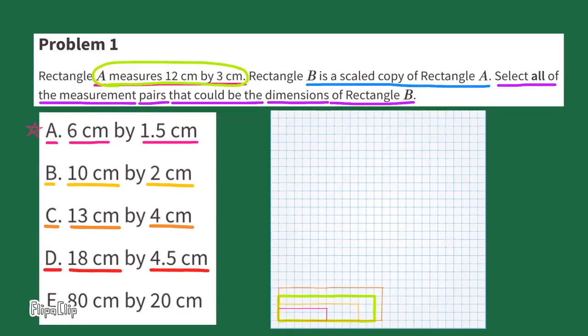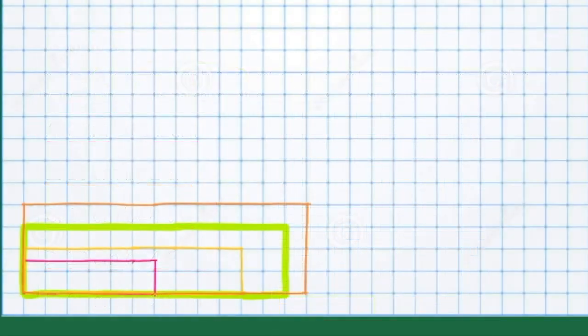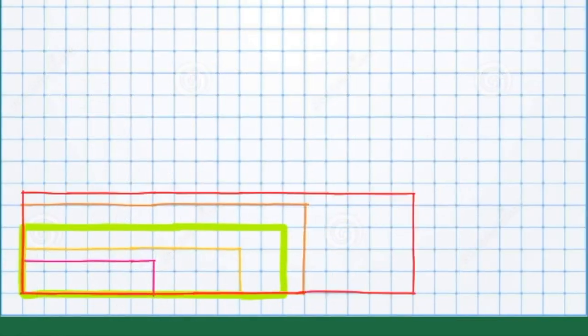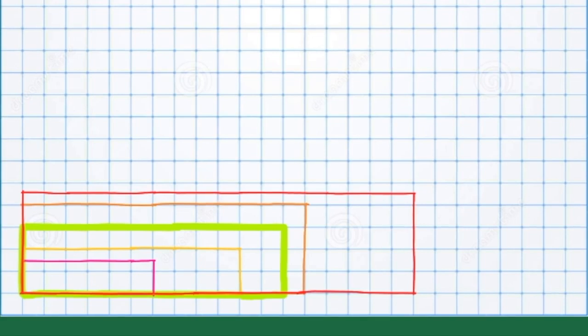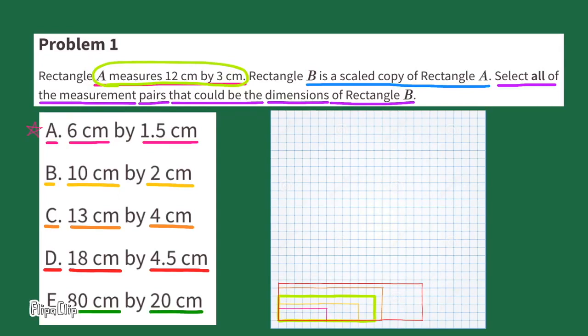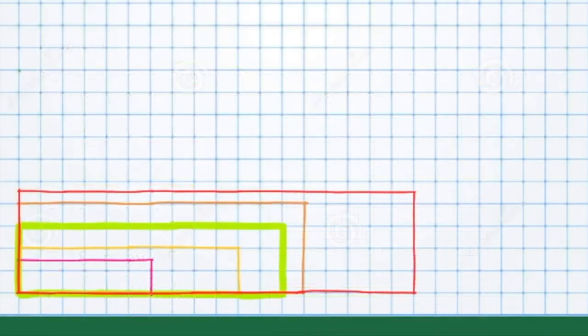Now I'll draw the rectangle with the dimensions 18 centimeters by 4.5 centimeters. This one looks like it could be a scale drawing of rectangle A, but I'll come back and check this one later too. This last rectangle is way too large to draw on this graph paper, so I'm going to scale it down myself. 80 divided by 10 is 8, and 20 divided by 10 is 2. So I'm actually going to draw a rectangle that's 10 times smaller than the dimensions listed for rectangle E.